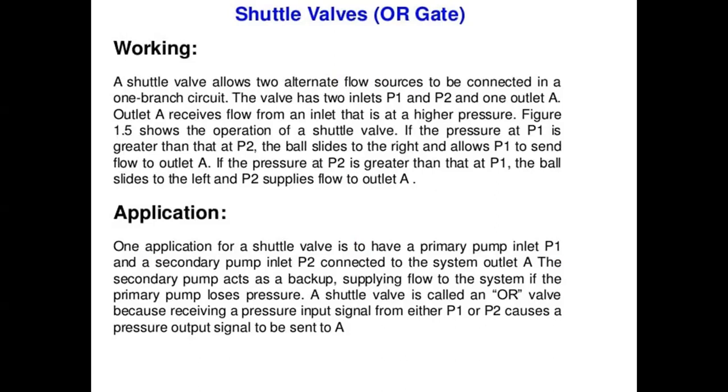P2 supplies flow to outlet A. One application for the shuttle valve is to have the primary pump at inlet P1 and a secondary pump at inlet P2 connected to the system outlet A. The secondary pump acts as a backup, supplying flow to the system if the primary pump loses pressure. A shuttle valve is called an OR valve because receiving a pressure input signal from either P1 or P2 causes a pressure output signal to be sent to A.